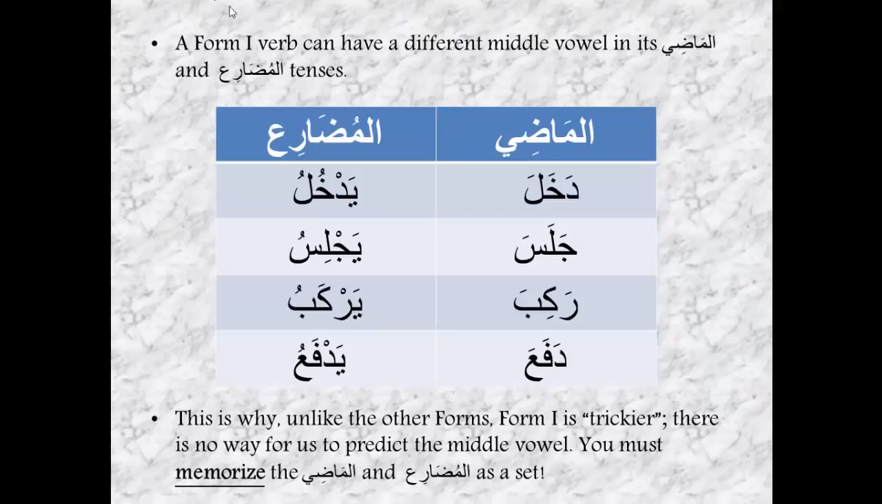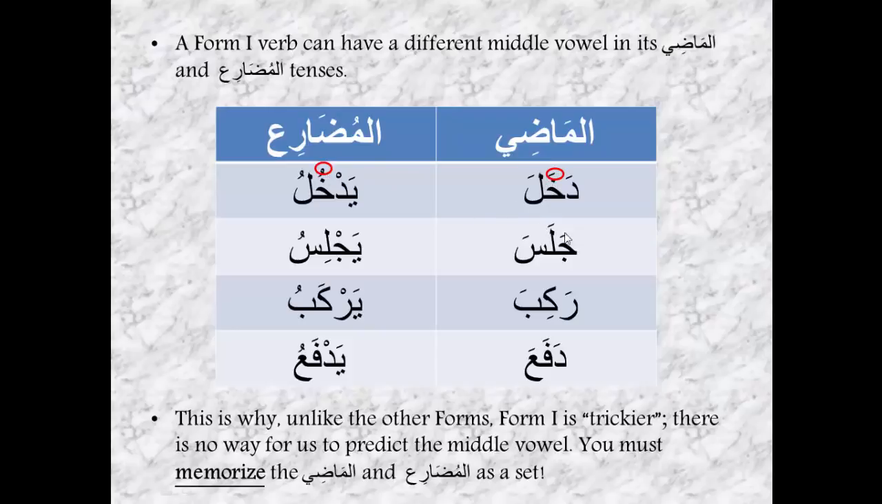The Form 1 verb can have a different middle vowel in its madi, past tense, and in its mudari', present tense. What do I mean? Let's look at some examples. Dakhala, which means he entered in the madi. What's the middle vowel here? We have a fatha on top of the kha. But in the present tense, in the mudari', it becomes yadkhulu. The fatha has changed into a damma.